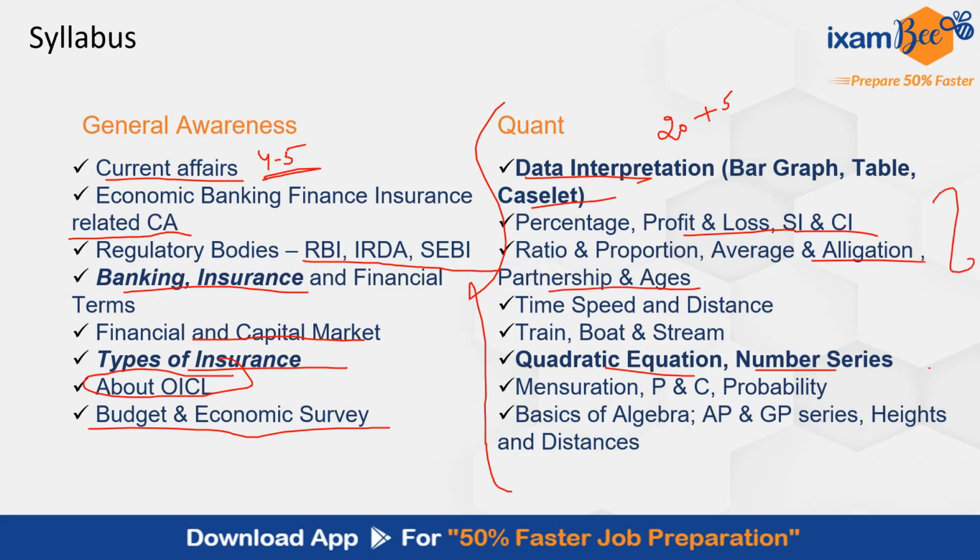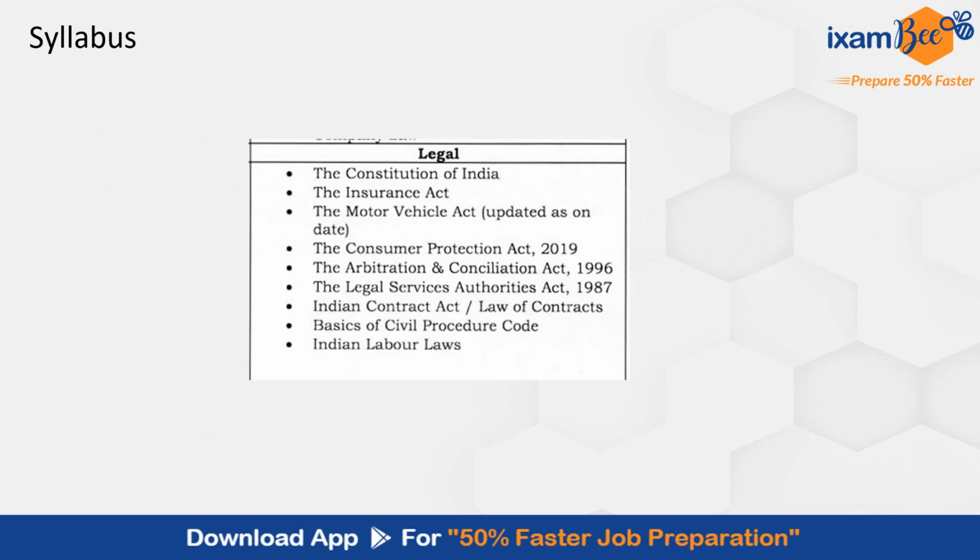So you can accordingly prepare how much you want to study quantitative aptitude. Quadratic equation, number series, data interpretation, case-like DI, approximation, simplification. These should be your priority. Then coming to the law syllabus, this syllabus has been released by OICL.